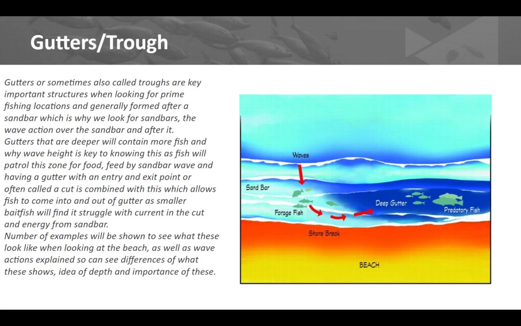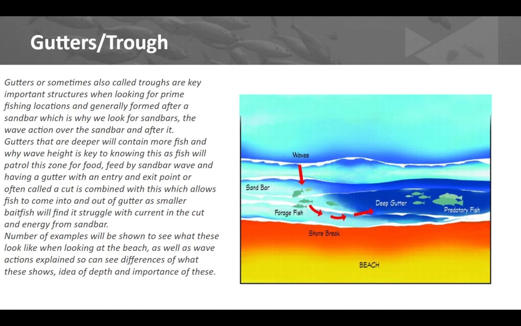So all these combined allows the fish to come in and out of the gutter through those entry points, where the smaller fish struggle with the current through that area, through the cut and the energy from the sandbar, and they feed into the deeper area. As you can see, this is a nice little example. Your foraging fish hang around close to the sandbar. As the waves crash and feed into the deep gutter, you're going to have your bigger fish, and then you're going to have your predatory fish. So that's important.